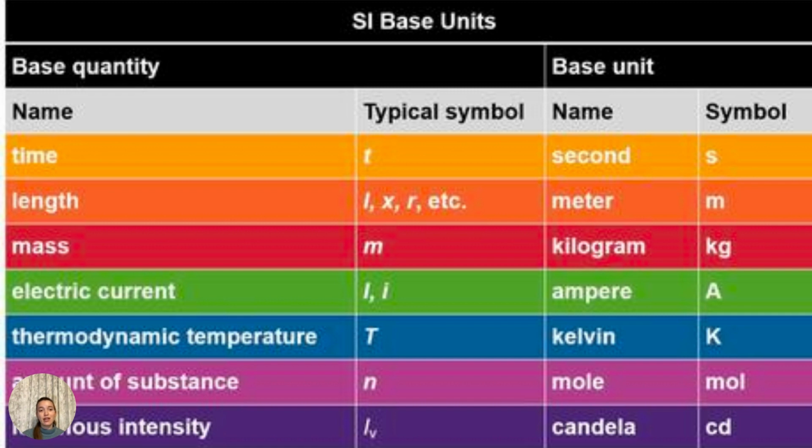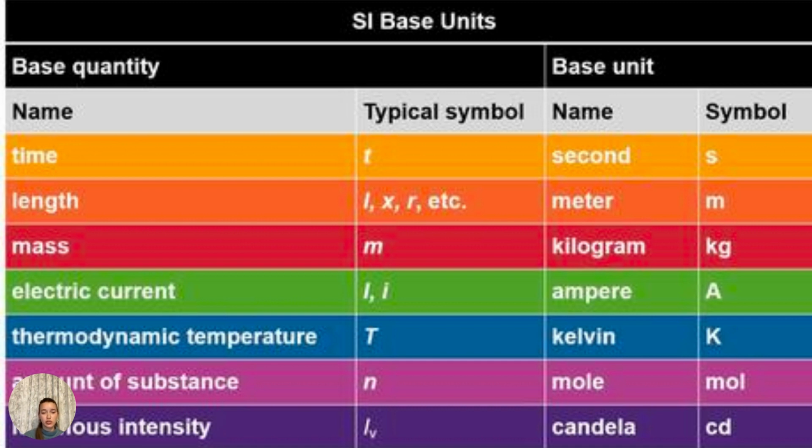So we have time, which has second as its SI unit. We have length, having meter, and mass, kilograms, and electric current, ampere, and thermodynamic temperature, having Kelvin, and then the amount of substance, having moles, and then the luminous intensity, having candela.